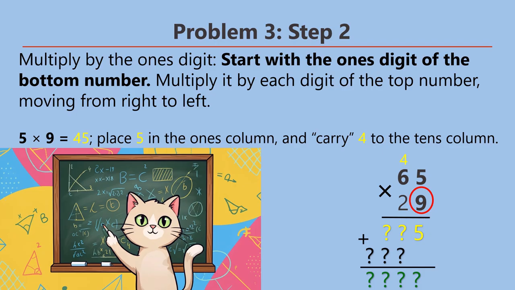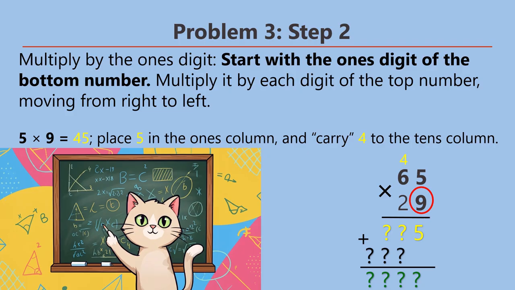Step 2. Multiply by the ones digit. Start with the ones digit of the bottom number. Multiply it by each digit of the top number, moving from right to left. 5 times 9 is equal to 45, place 5 in the ones column, and carry 4 to the tens column.